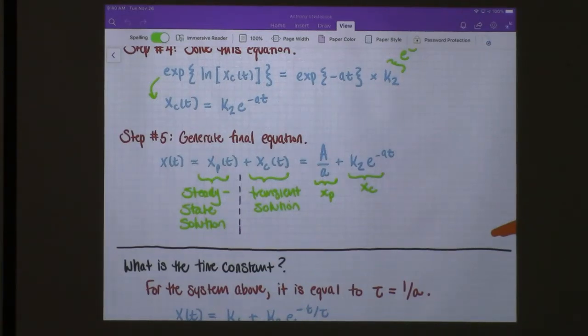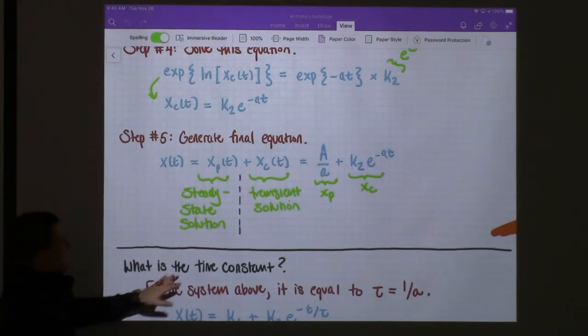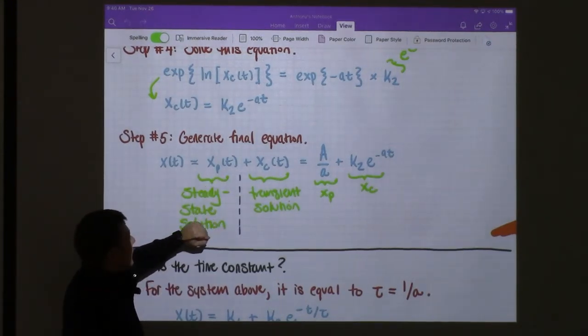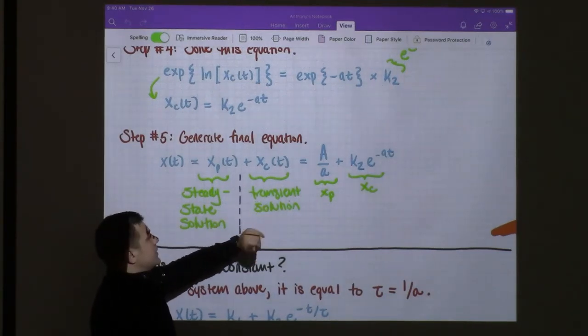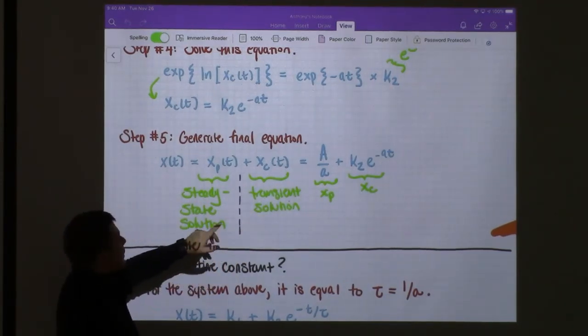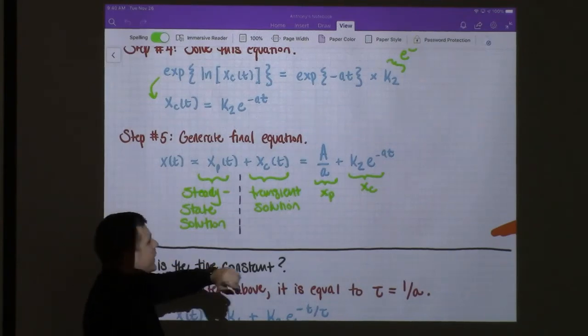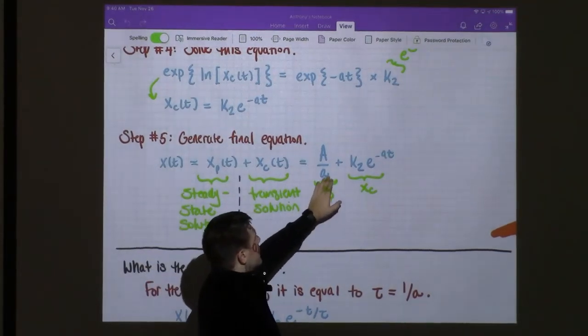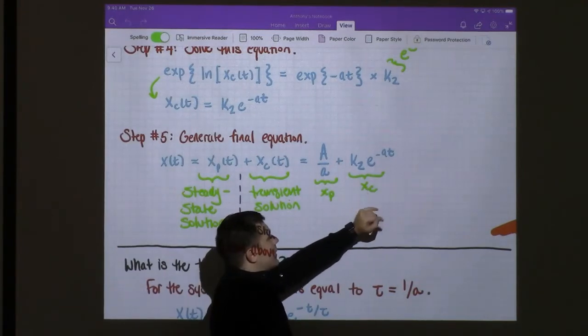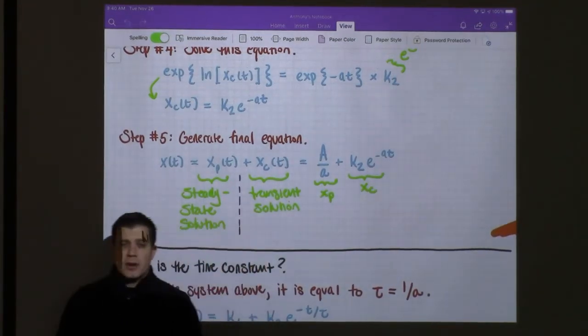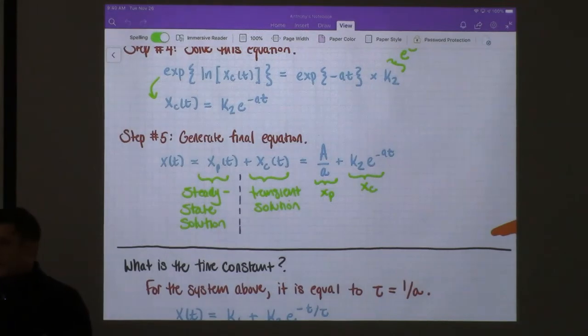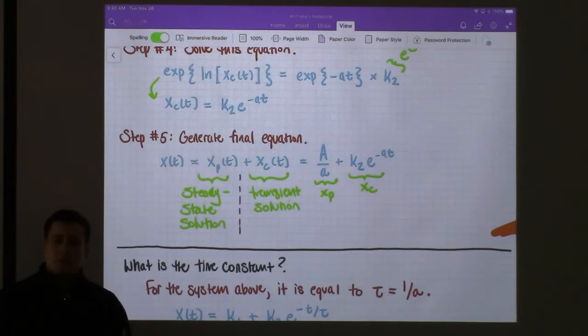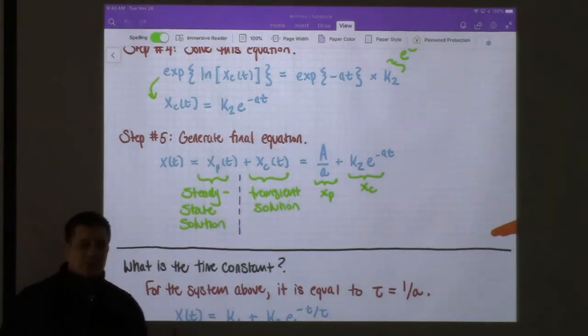So the solution has a steady state component, which is denoted by the particular solution, and then a transient solution, which is denoted by the complementary. And so that's a constant plus a constant times e to the negative at. So that's just a form, right? That's not a solution because we don't know what a is. We don't know what K1 and K2 are. So we still need to talk about how to solve it completely.